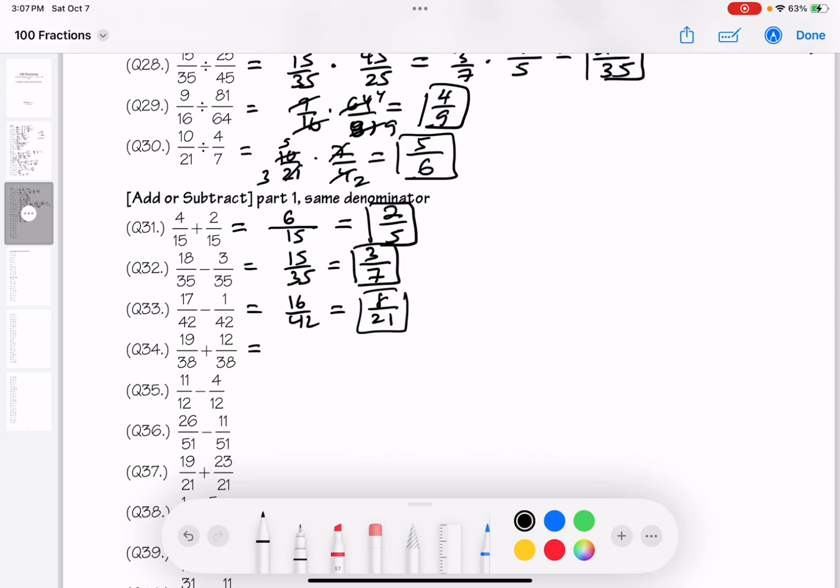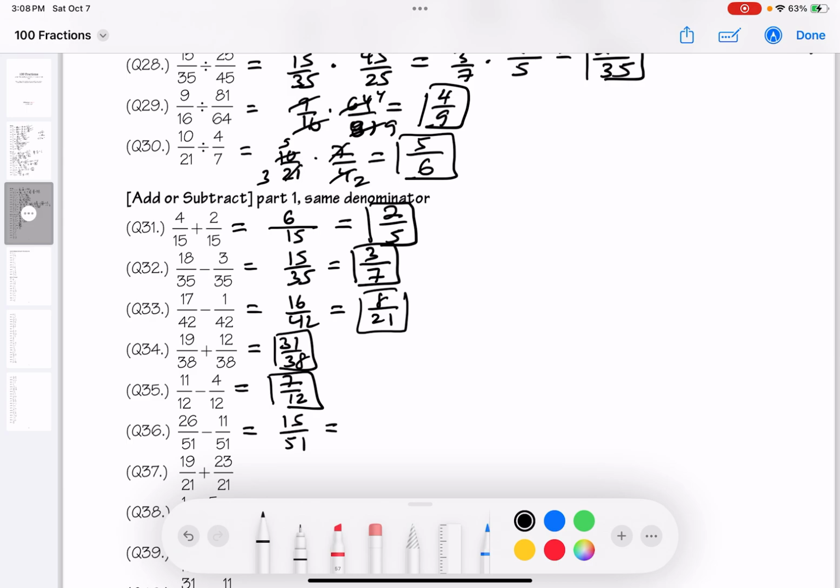What do you get over here? Well, 19 and 12 is going to be 31 over 38. Not much I can do about that. Let's put this one down. 11 twelfths minus 4 twelfths is going to be 7 twelfths. And again, there's not much I can do about that. Let's put this one down. What do you get there? You get 15 over 51.